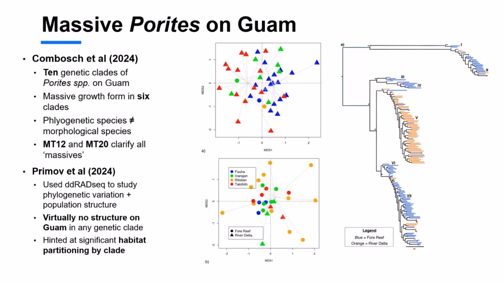Karim's results also hinted at a potentially significant relationship between habitat and clade. So in this phylogeny from Karim's thesis, you can see that the tips of each of the branches on this tree are colored according to the habitat they were sampled in. And there's some degree of segregation. Some clades are only found in some habitat types, and some clades are only found in others.